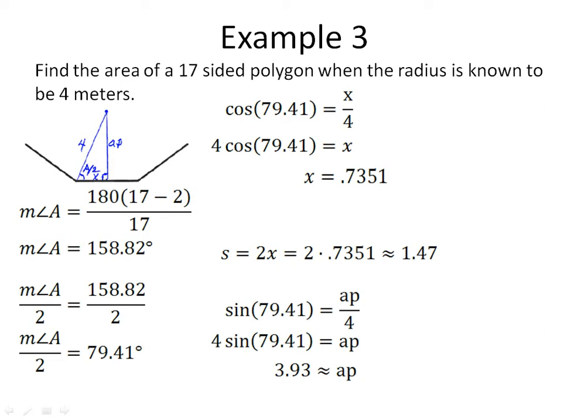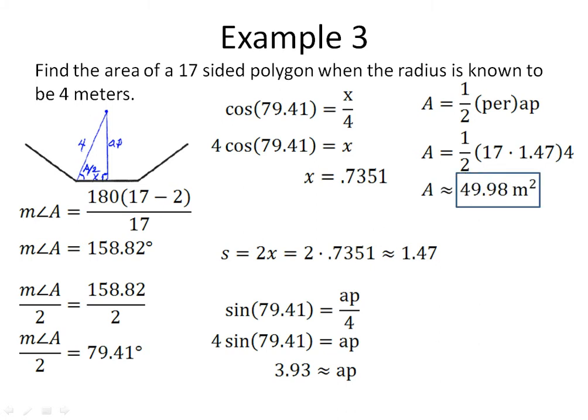Okay, now that we have the apothem and we have the side length, we're ready to find our area. So the area is equal to 1/2 of the perimeter times the apothem. So the area is equal to 1/2 of 17 times 1.47 times 4. So this gives us that our area of the 17-gon is approximately 49.98 square meters. Okay. Once again, they gave us dimensions, so it is very important that we state our answer in terms of those dimensions.